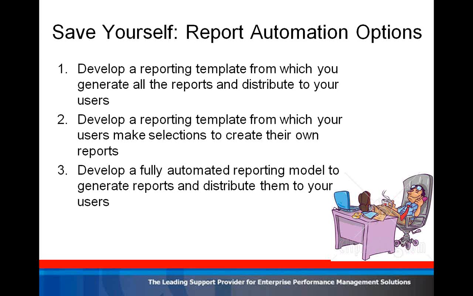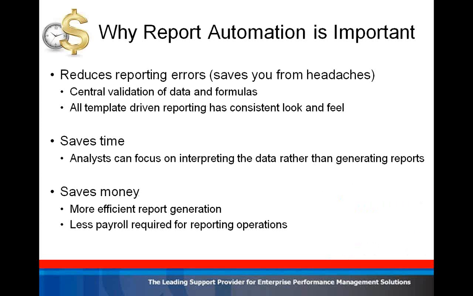Why is report automation important? Well, obviously, it reduces reporting errors, so it saves you from a lot of headaches chasing around trying to figure out why the numbers on the reports aren't accurate. It gives you a central validation model so that all the reports are coming from one central source, giving you more control. And template-driven reporting has a consistent look and feel. So if you're distributing reports to many users, all your reports look similar and have the same layout.